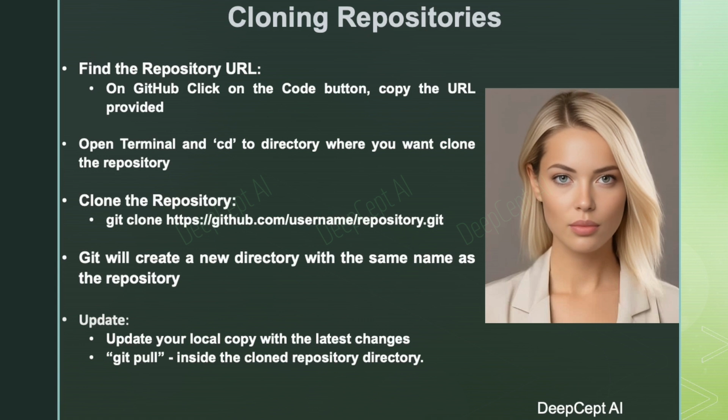For example, if you wanted to clone a repository named my_project owned by username, the command would be git clone https://github.com/username/my_project.git. After running the command, Git creates a new directory named my_project and downloads all the files from the remote repository into it. You can then navigate into this directory and start working on the project locally. If there are any updates in the remote repository, you can use the git pull command to sync your local copy with the latest changes. This process enables seamless collaboration and version control in software development projects.